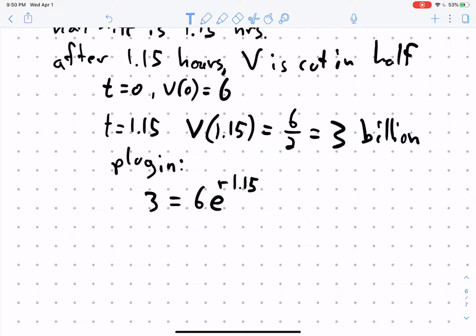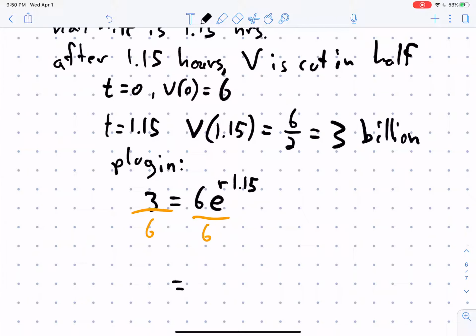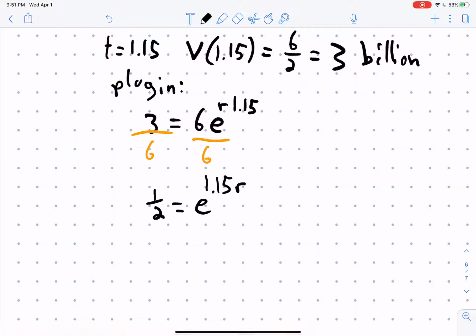We can just divide both sides by 6. So let's see, we divide by 6 here and here. On the right-hand side, it cancels, and we just have e to the, instead of r times 1.15, I'm going to write it as 1.15r. And then on the left-hand side, 3 over 6 is the same as 1/2. We're now once again in a position of having an equation where the only variable that's left is this guy r up in the exponent. And in order to deal with that variable in the exponent, we're going to use the same trick, which is to take the natural log of both sides.